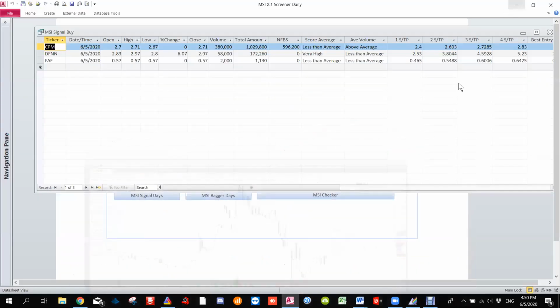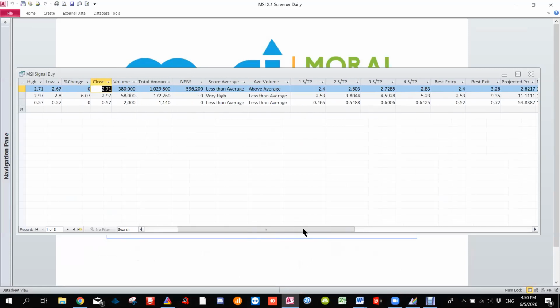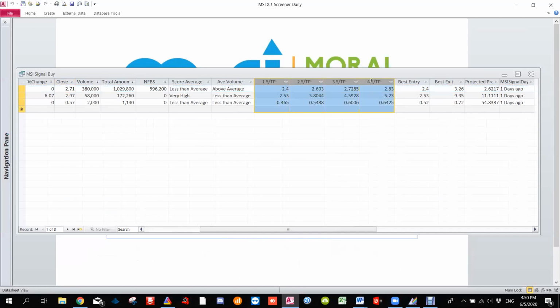So that's an example. From this analysis alone, you can already make your plan and buy. So it says here that the price closed at 2.71. Okay? On this side, you'll actually see that there is an STP. What is STP? It's the buy and sell prices.